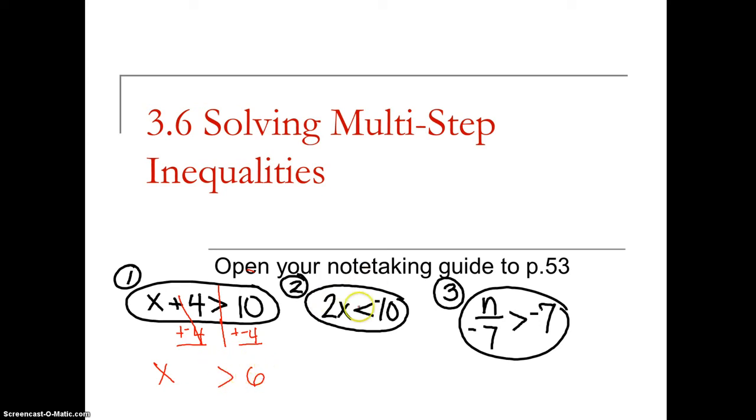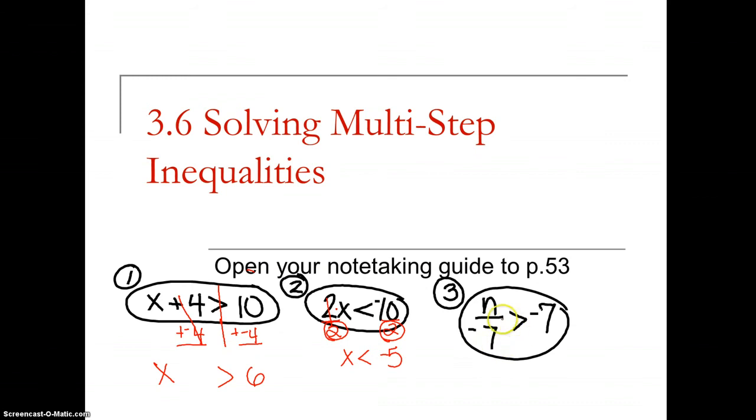There's my answer. Number 2, here's the variable. I need to get rid of the 2 that's being multiplied, so I divide each side by 2. That becomes 1, which is 1x is just x. Negative 10 divided by 2 is negative 5. It does not flip, even though I'm dividing, but I divided by a positive, so it does not flip.